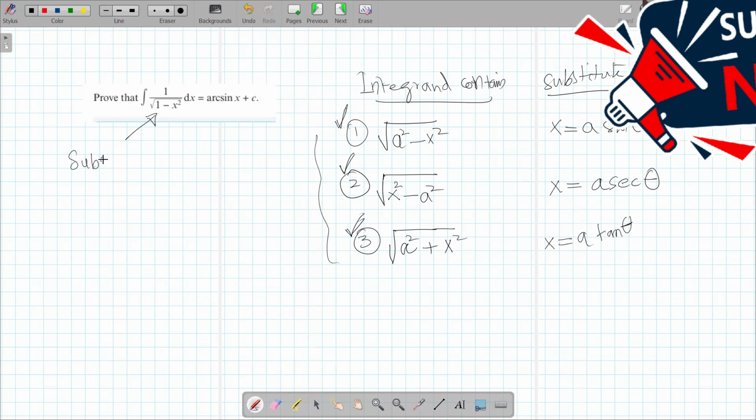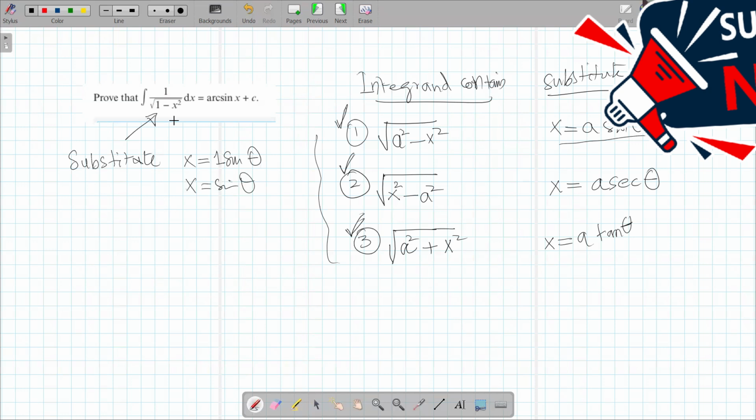So we are going to substitute. I'm sorry, battery is low. I forgot to plug the charger. Substitute x equal to what? According to you, x equal to just sine theta, 1 sine theta because a is 1. So just sine theta.